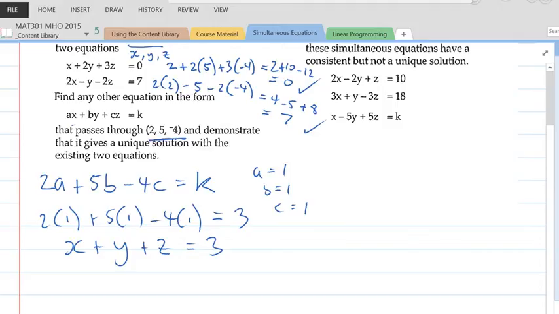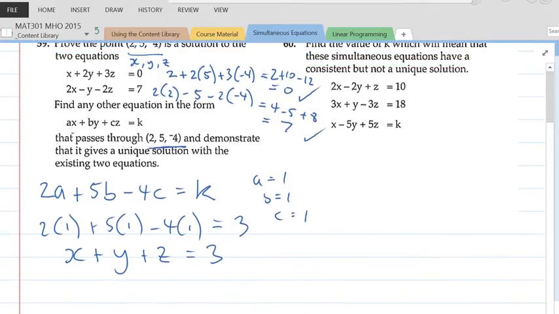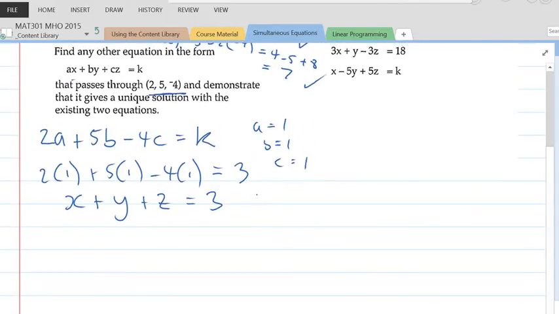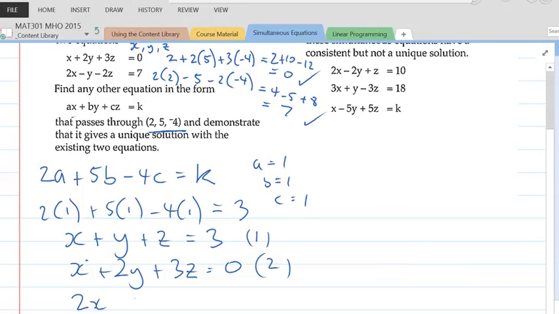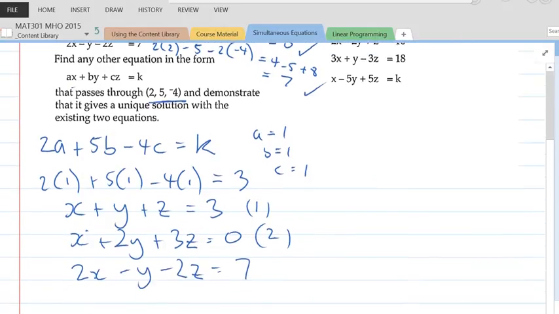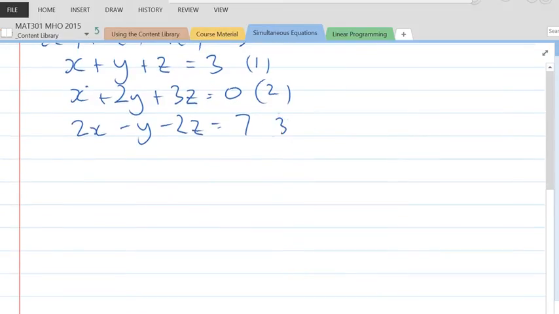Now I need to test that. Okay, so it says find an equation of the form which passes through that and demonstrate that it gives a unique solution with the existing two equations. Okay, so let's put the other equations on there. Let's call this one 1 anyway. I've got x plus 2y plus 3z equals 0. We'll call that equation 2. And 2x minus y minus 2z is equal to 7. We'll call that equation 3.